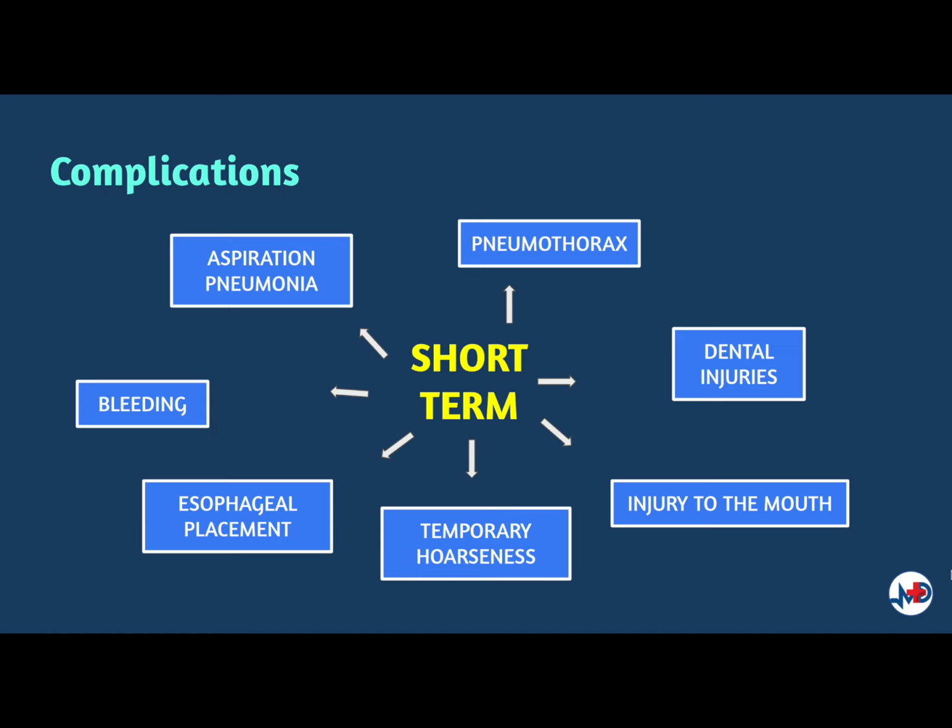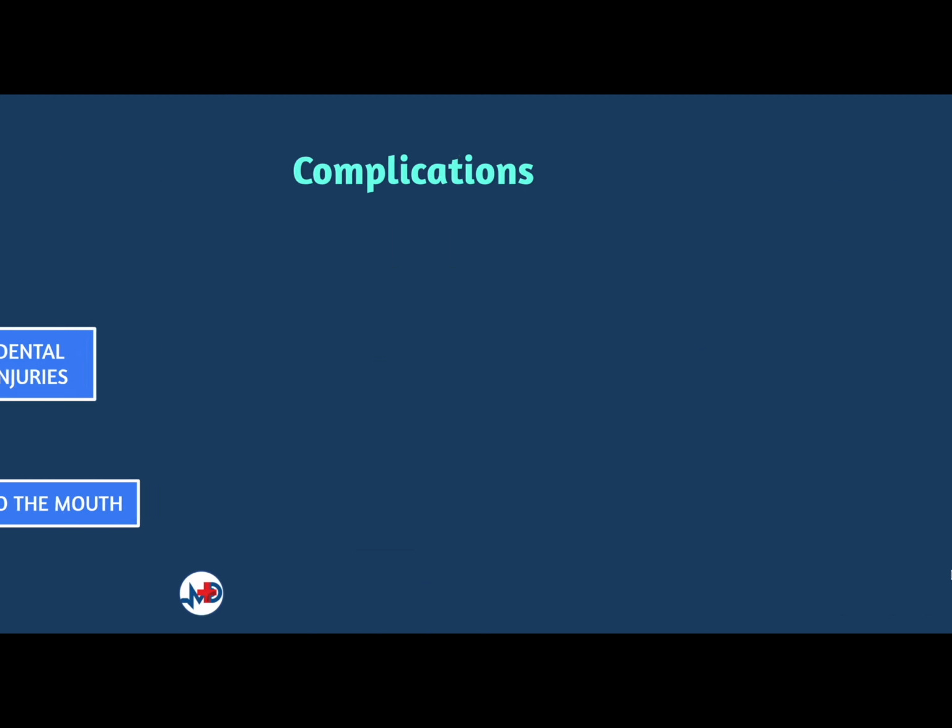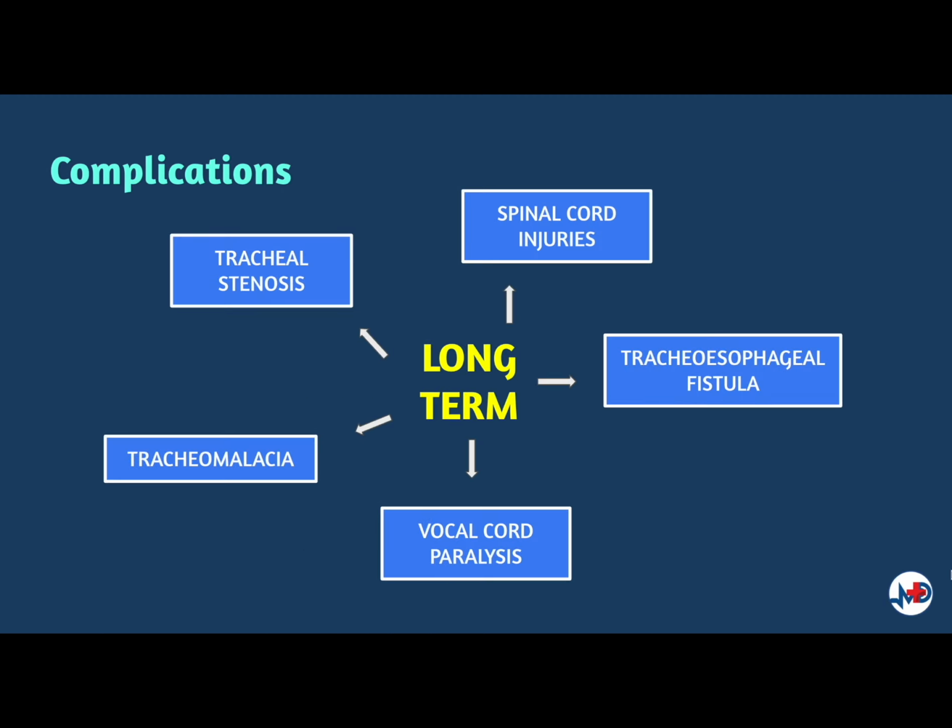Temporary hoarseness when the tube is removed, pneumothorax, aspiration of contents of the mouth or stomach during placement, and atelectasis. Long-term complications may persist or arise later, and these can include tracheal stenosis or narrowing of the trachea, tracheomalacia, spinal cord injuries, tracheoesophageal fistula, and vocal cord paralysis, which is a rare complication that can cause permanent hoarseness.